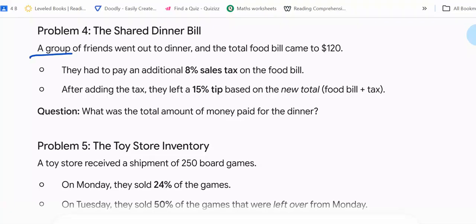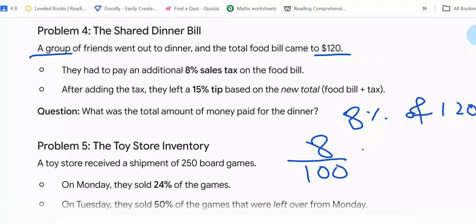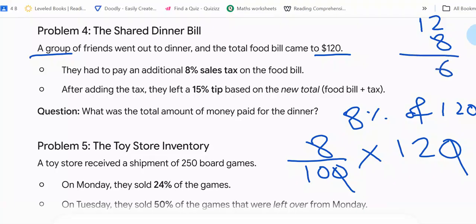A group of friends went out for dinner and the total food bill came to $120. They had to pay an additional 8% sales tax on the food bill. So what is 8% of 120? It will be 8 by 100 times 120. Let's find out 8 times 12: 8 times 2 is 16, 8 times 1 is 8, 9, 96.